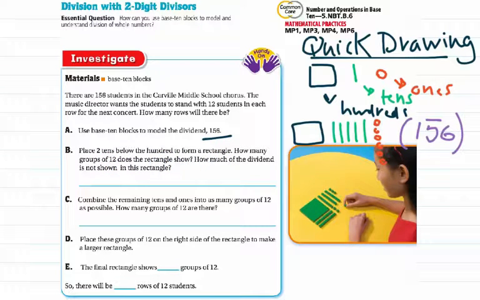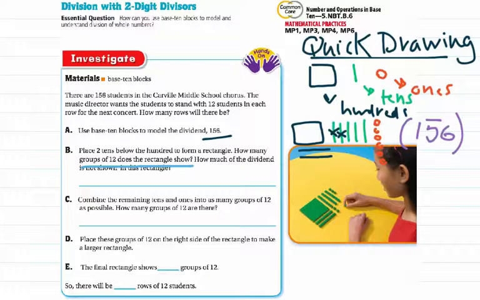Step B says place 2 tens below the hundreds to form a rectangle. So what I'm going to do here is cross off 2 tens, and I'm going to place them underneath here to form a rectangle. Next, it says, how many groups of 12 does the rectangle show? Now, this is a little tricky, so this is where you have to pay very, very close attention. The question is asking us, how many groups of 12 does the rectangle show?